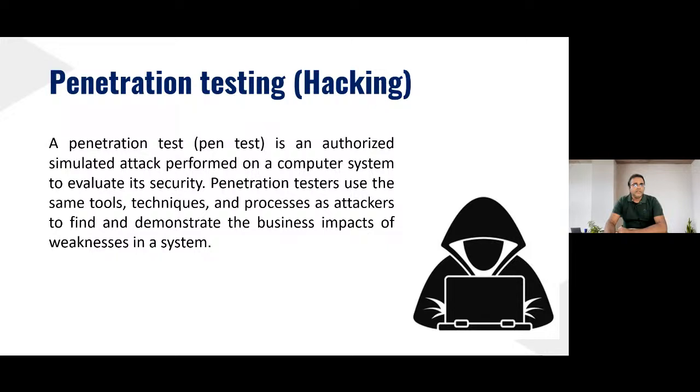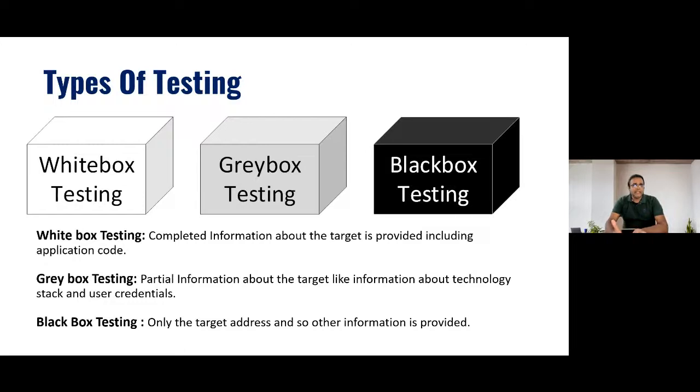Right? So we do help a lot of other organizations by providing security. But what exactly is it that we do? What are the different types of testing? We do it in three main ways, as I told you: white box testing, gray box testing, and black box testing.